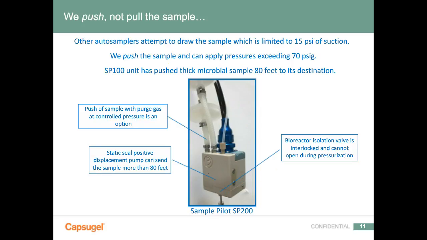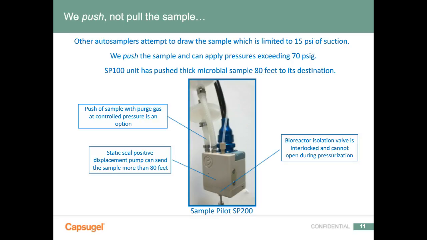The next part was reliably getting the sample there. So we push the sample, not pull the sample. Other auto samplers attempt to draw the sample using a pump at the destination. The problem with that is you can only draw a sample using pounds of suction. But instead, we push the sample using this positive displacement pilot, and we can push at pressures exceeding 70 pounds. For a particular client, we push using an SP100. We push a microbial sample that's yogurt-like about 80 feet to its destination.